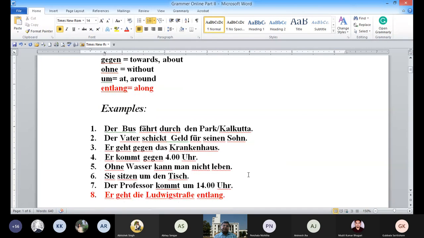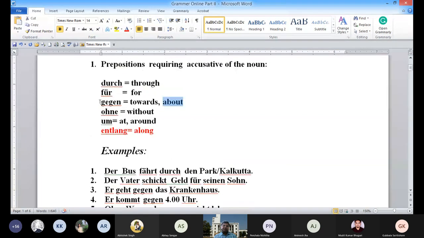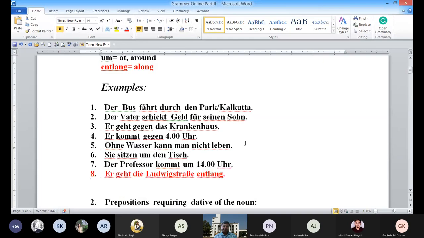Second meaning is about, it comes for timing. Like, er kommt gegen 4 Uhr, means he's coming, or he will come, or he comes around about 4 o'clock. Gegen means about 4 o'clock, approximate time 4 o'clock. So when we are telling time, then gegen is used, the meaning will be approximate time, that means about.